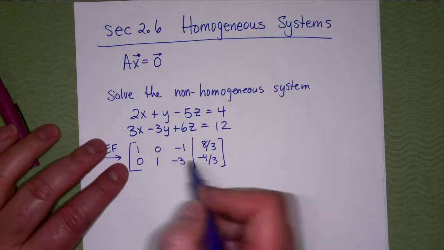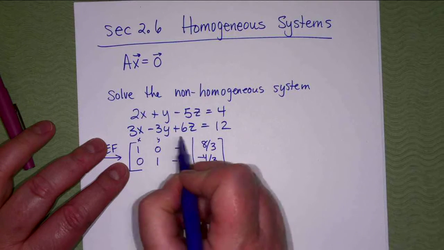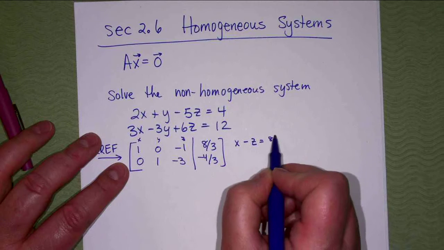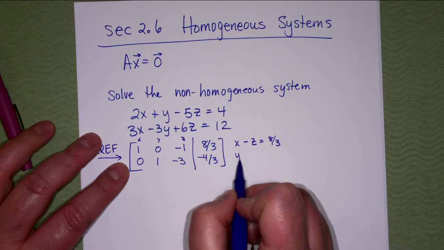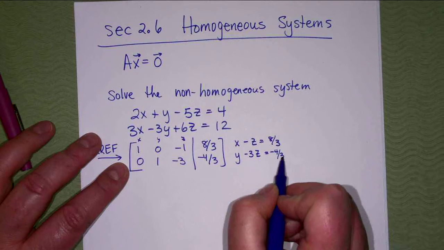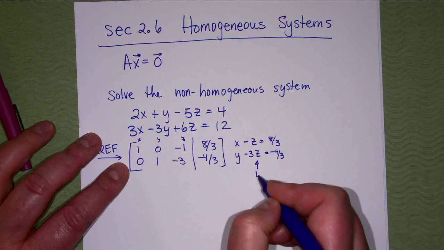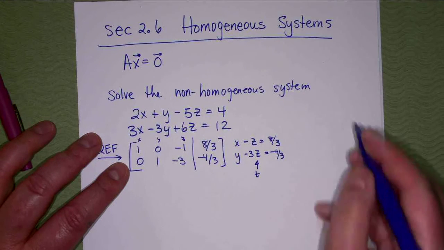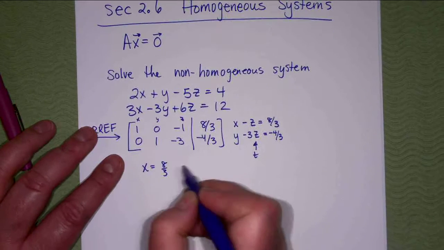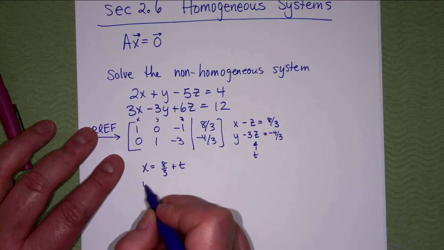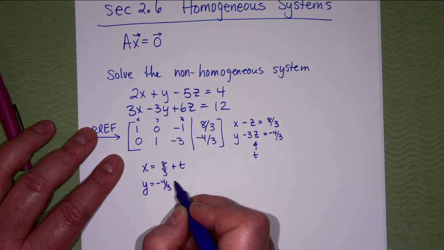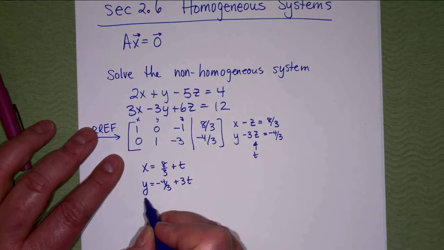So if we were to solve this, this is what we end up with for the row reduction. So what's our solution? This is x, y, z. So x minus z equals 8 over 3. Y minus 3z equals minus 4 over 3. We're going to call that z t. So we get x equals 8 over 3 plus t. Y equals minus 4 over 3 plus 3t, and z is t.